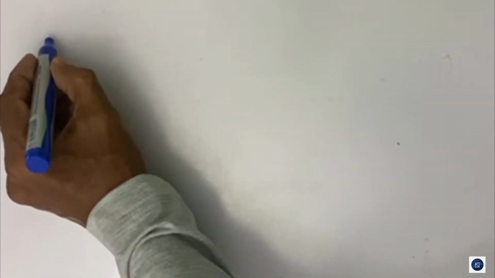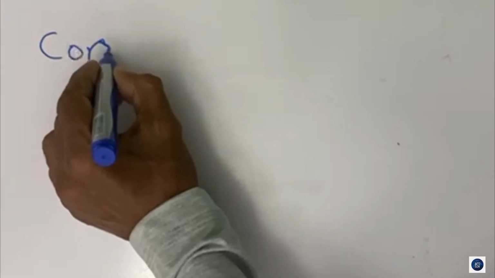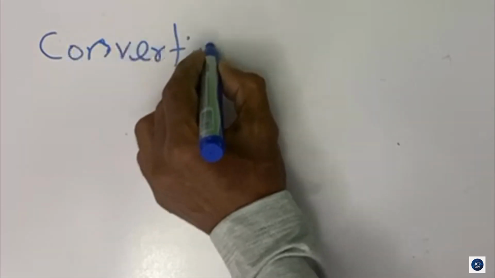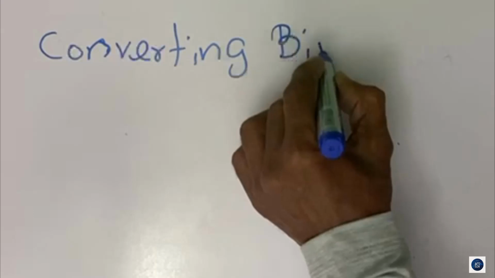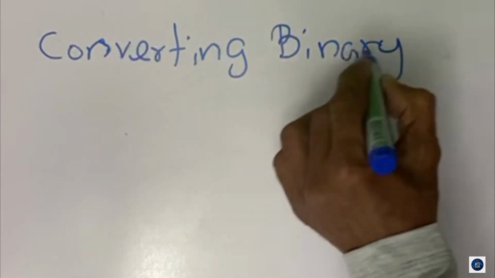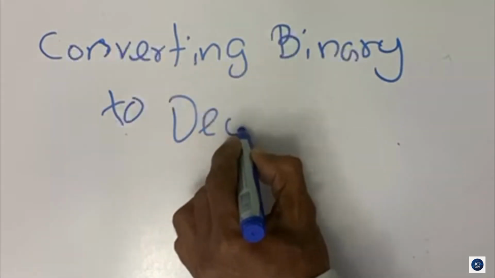In this video, we're going to talk about how to convert binary numbers into decimal numbers. And we're going to go through plenty of examples so you can master this topic. Let's start with this.